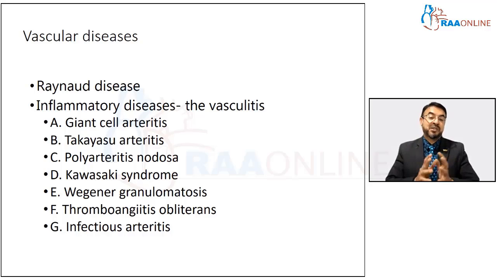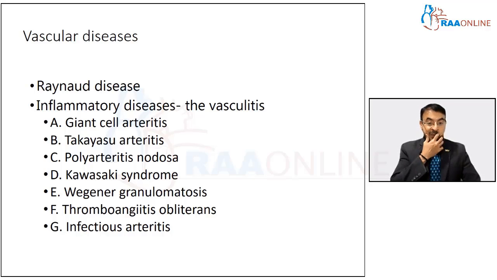Now, vasculitis and the vascular lesions include Raynaud disease and various inflammatory diseases which we call vasculitis. Itis means inflammation and vascule is blood vessel. So: giant cell arteritis, Takayasu arteritis, polyarteritis nodosa, Kawasaki syndrome, Wegener's granulomatosis, thromboangiitis obliterans, and infectious arteritis. Now remember, all this is a group of diseases in which the blood vessels are destroyed by inflammation.